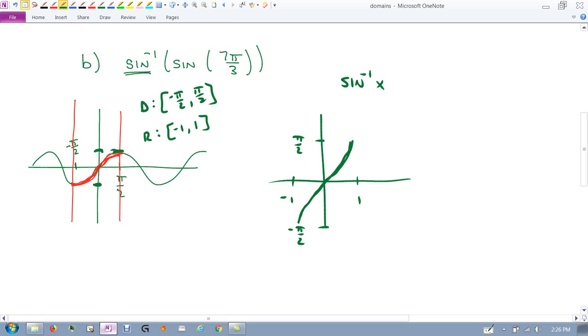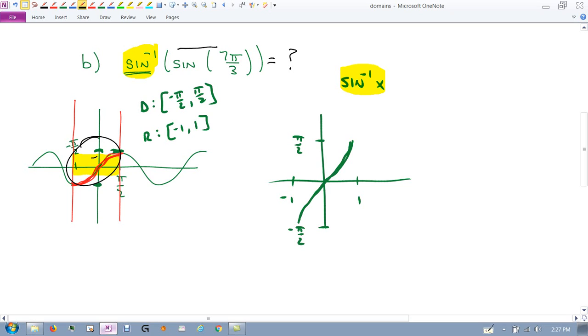Okay, so just remember though, for this picture to work, we have to be dealing with angles between negative pi over 2 and pi over 2. All right, that's the output of this inverse trig function. So whatever our answer is, we have to take the arc sine of it. Whatever this answer is has to come from in here. So it has to be between negative pi over 2 and pi over 2. All right, so let's go after this problem.